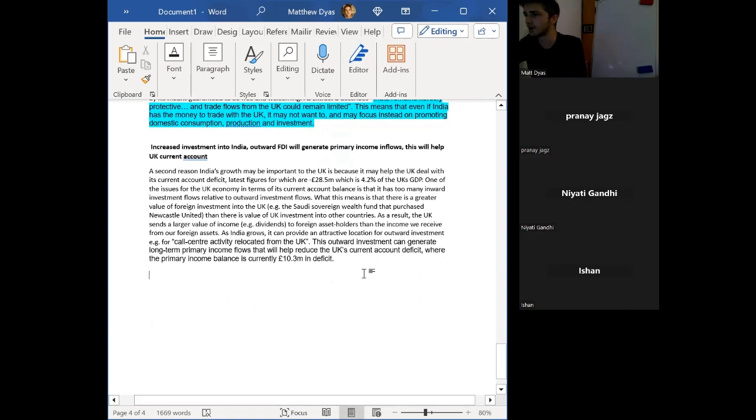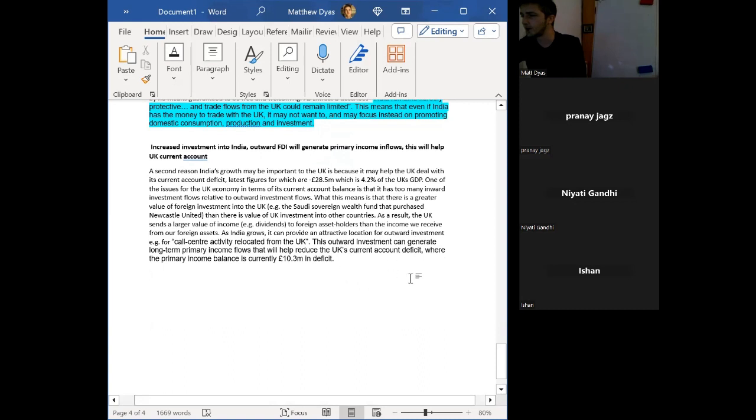And yeah, we're just saying here, basically, if the UK can invest more in India as it grows, that's going to generate more income for the UK, and that's going to go on the current account, which is currently a deficit. And so if we've got more inflows on our current account, we're going to move away from deficit, right? Because the inflows are basically a positive that moves you towards a surplus.